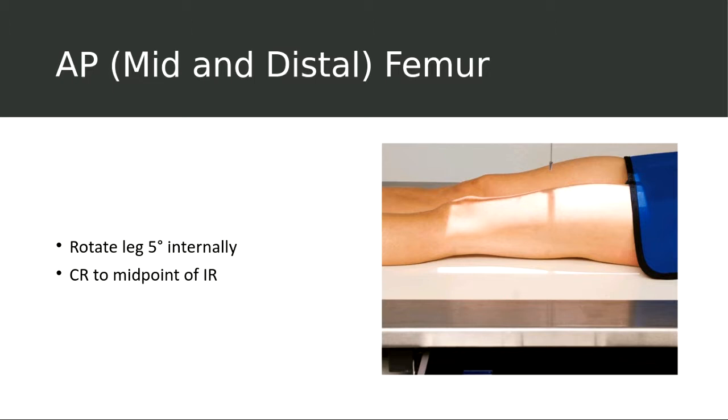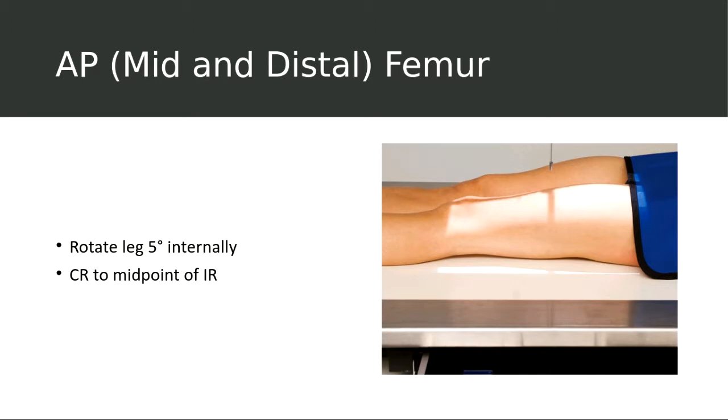Your patient will lie on their back on the table, ideally with the affected leg more towards the middle or the center of the table. And then we're going to have to rotate their leg internally approximately 5 degrees in order to get a true AP, just like when we did an AP knee. So this is not the 15 to 20 that we talked about with the proximal femur. We'll talk about that when we do the next image. This one is actually only 5 degrees, just like when we do the AP knee.